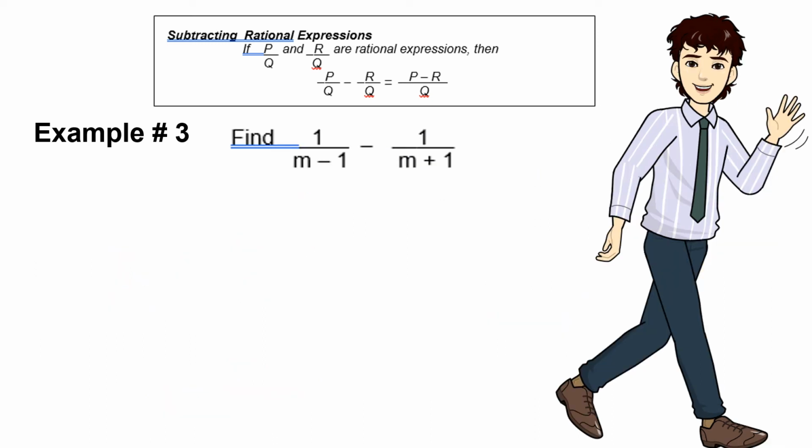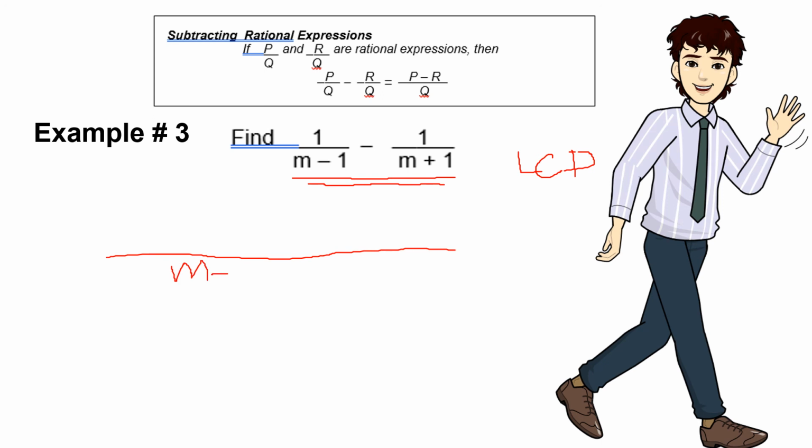So, let's have example number 3. Find 1 over m minus 1 minus 1 over m plus 1. So, laging doon ulit tayo mag-start. Check natin ang denominator kung equal to each other, kung similar ba silang dalawa. So, since hindi, again, look for the LCD. Nagamit ulit tayo ng LCD.